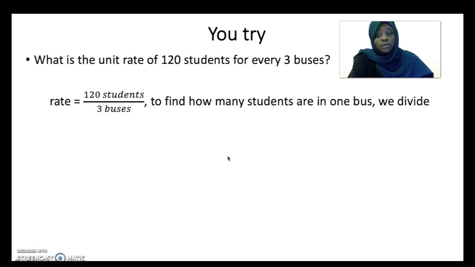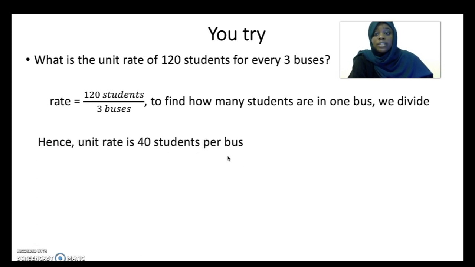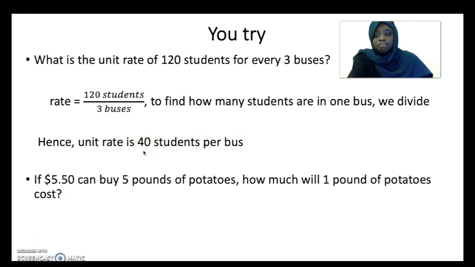All we have to do, like I said, is write it as a rate, which is 120 students per 3 buses. And in order for you to find a unit rate, you simply divide. And when we divide 120 by 3, the unit rate becomes 40 students, which means in one bus there would be 40 students. Now try the second one.